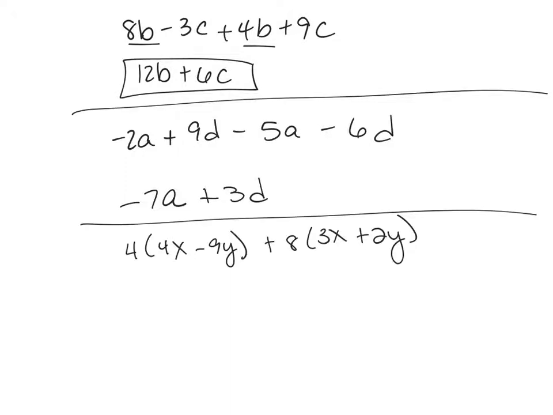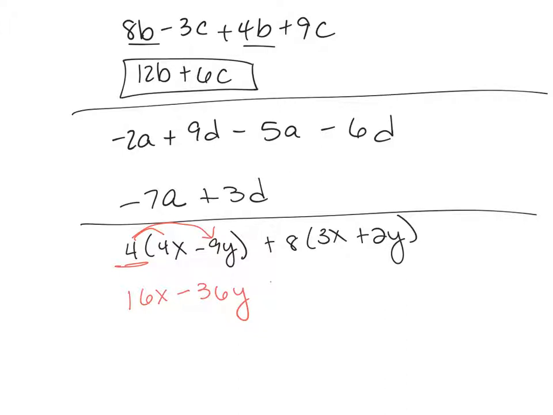What's the deal with this one? Who does that 4 on the outside of the parenthesis belong to? Both x and y. Yeah, everybody inside the parenthesis right next to it. So we're going to distribute it in. And we have 16x minus 36y. So we got rid of those parentheses.